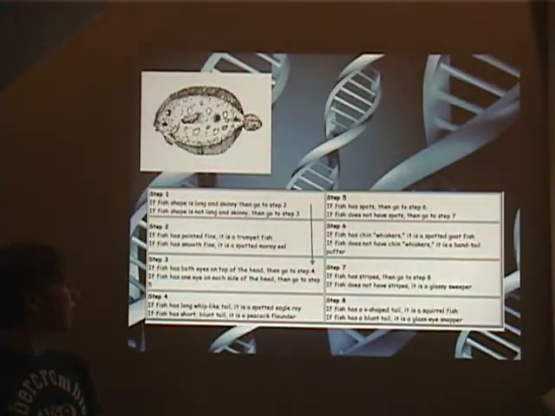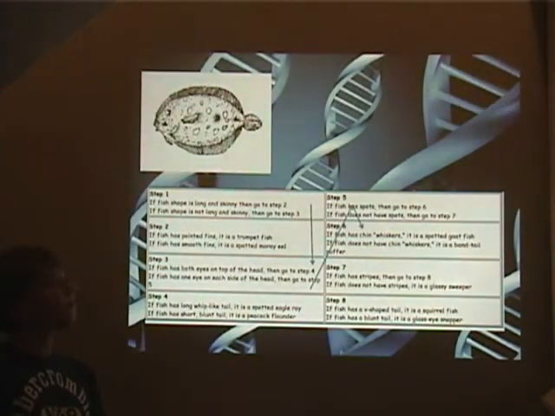If the fish has both eyes on top of the head, then go to step 4. If it has one eye on each side of the head, then go to step 5. We shall go to step 5. If the fish has spots, go to step 6. If not, then go to step 7. It clearly has spots, so we shall go to step 6.